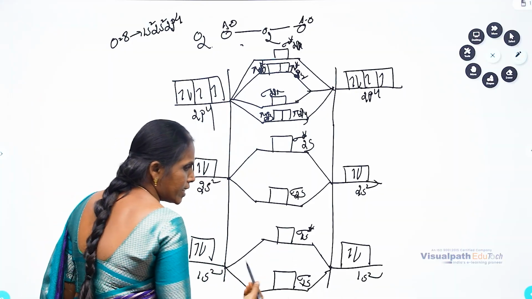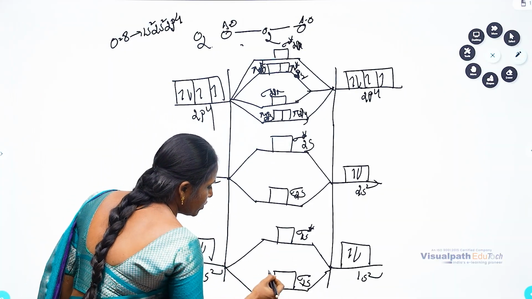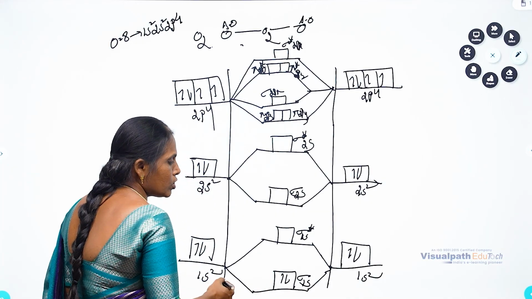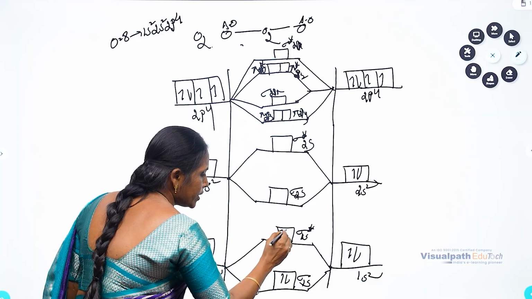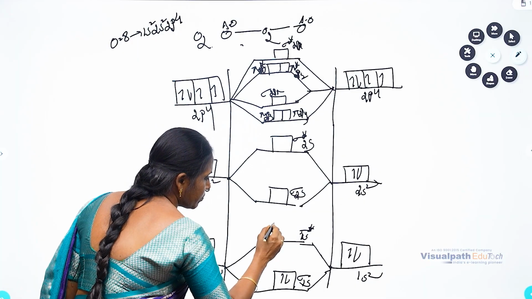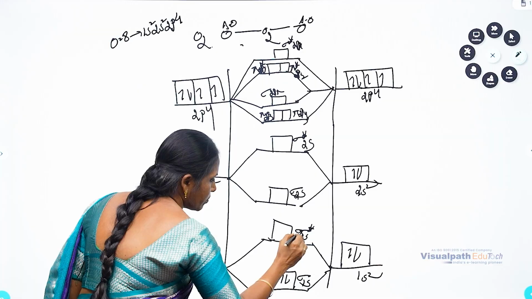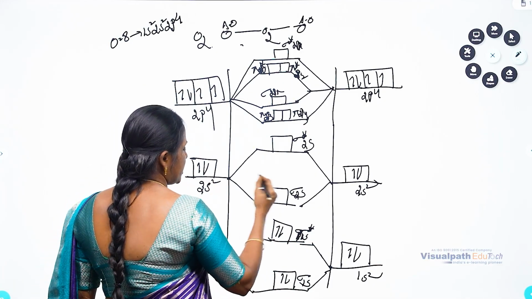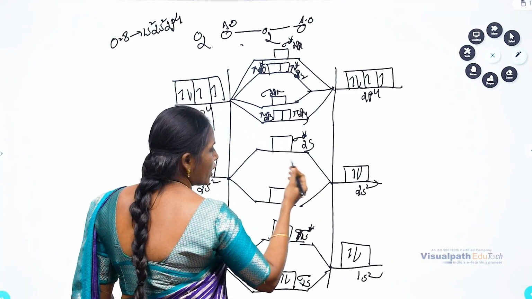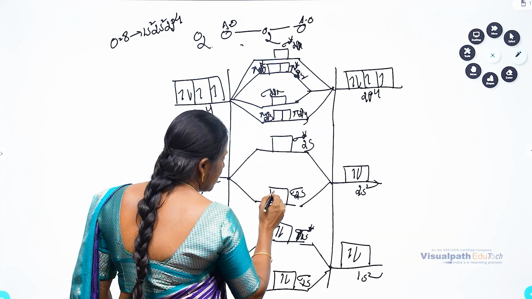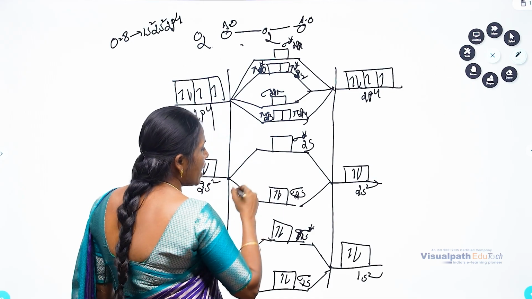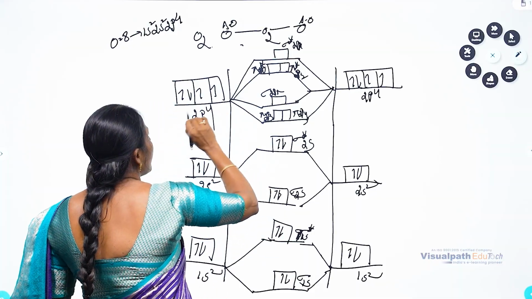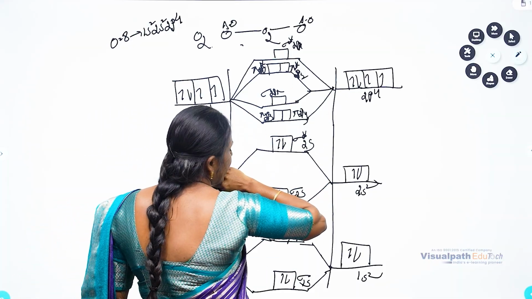So from this first energy level, first the electrons enter. In this 4 electrons, 2 electrons enter into the bonding. So after that the remaining 2 electrons enter into the anti-bonding. So next, second energy level, in this 4 atomic orbitals, first 4 electrons enter into the bonding and next enter into the anti-bonding. And here total how many are there here? 4 and 4, total 8 electrons are there.